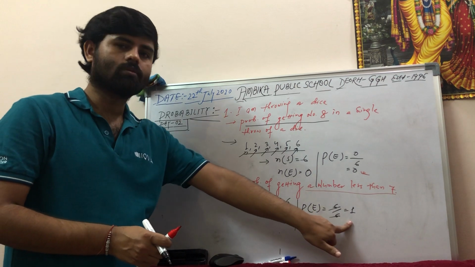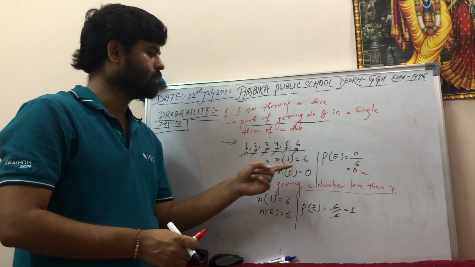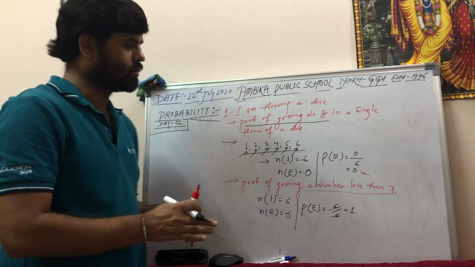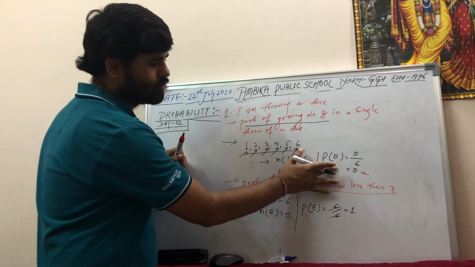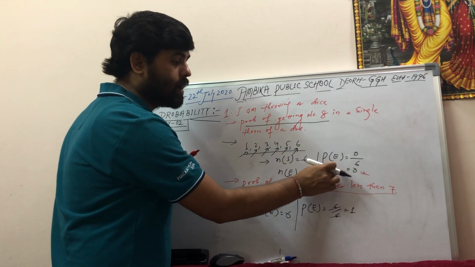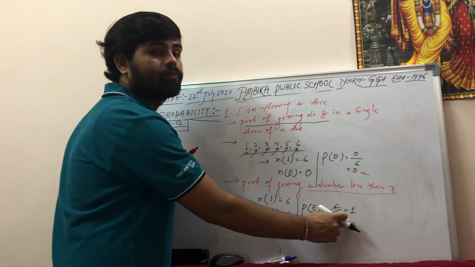Probability of the value is 1 when the question is a number less than 7. Probability value is 0 when the question is getting the number 8. So if you go by the value, you can see that 0 is the minimum value. A probability will have 0 as a minimum value and 1 as a maximum value.